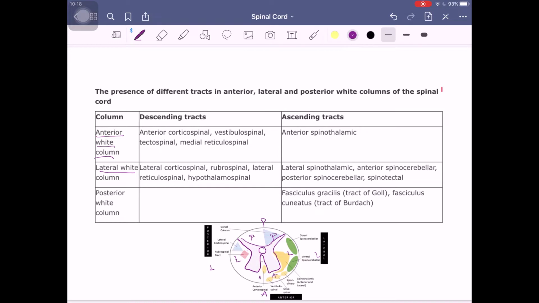Now if you see the descending tracts here, we have the anterior corticospinal, vestibulospinal, tectospinal, and medial reticulospinal tracts. These are all the tracts we listed in the previous slide. Where are they present? In the anterior white column. All of these will be present in your anterior white column. That is the arrangement of these tracts in this area.